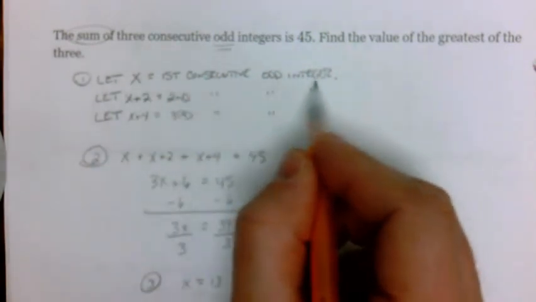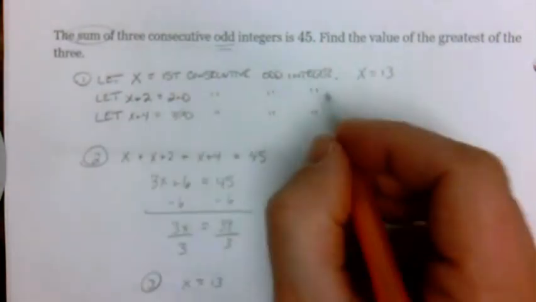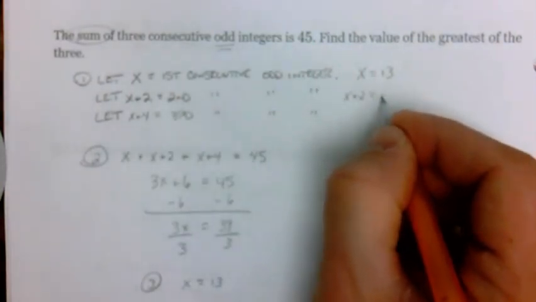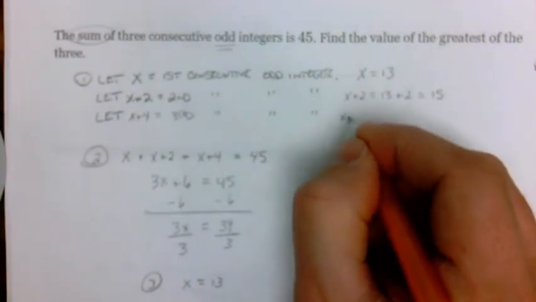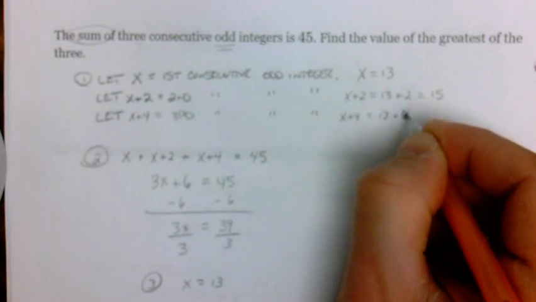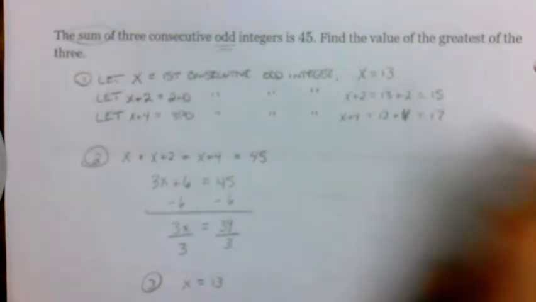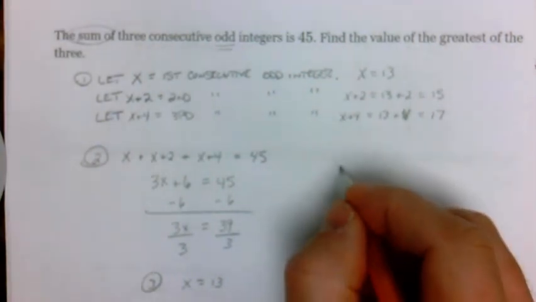The first consecutive odd integer, x, that's 13. My second one, x plus 2, substitute in 13. 13 plus 2 is 15. And then my third one, x plus 4, again, substitute in 13. 13 plus 4 is going to be 17. So my three consecutive odd integers are 13, 15, and 17.